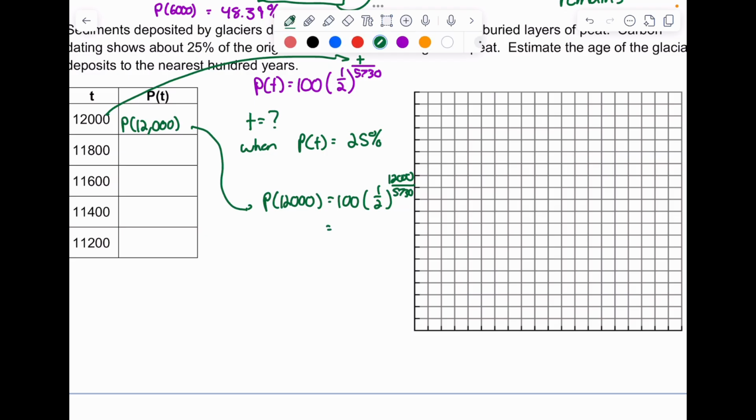So 12,000, divide that by 5730. I hit equals on my calculator. And then I go 0.5 to the power of answer. So right now I have 100 multiplying by whatever my answer was, 0.2342. And then I multiply that by 100.